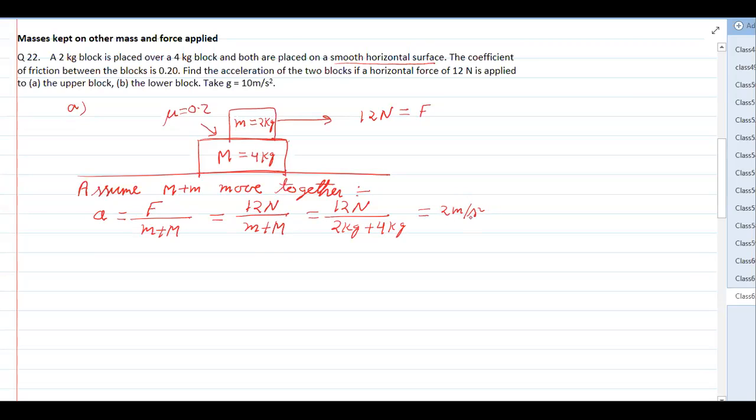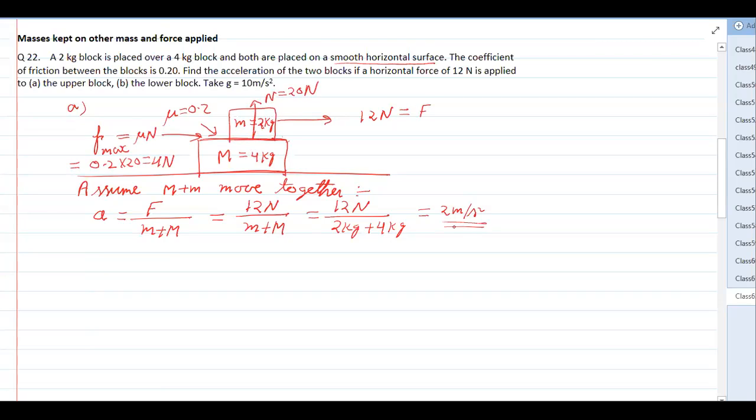Now we have to check whether this is possible or not. So how do we check it? First we will see what is the maximum friction which we can have here. The maximum friction is mu times normal. Mu is 0.2, and the normal here, since it is 2 kg, will be 20 Newton. So 0.2 times 20 Newton, we are getting 4 Newton. So this is the maximum friction which we can have here.